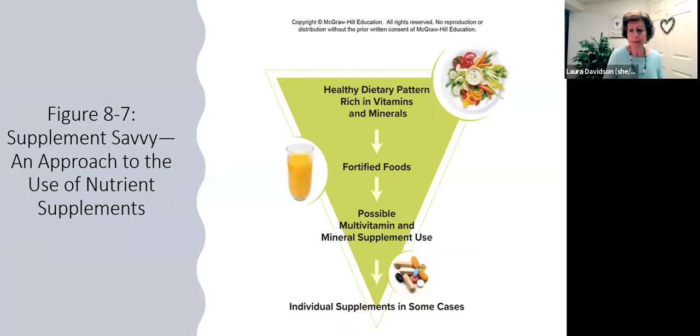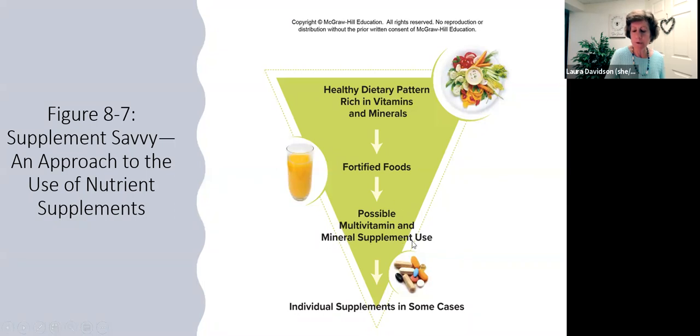I really like this graphic. I think this is very, very good. So we start with food. And we start with a plant-based diet, more unprocessed and lightly processed foods than ultra-processed. We can use some fortified foods when necessary, for instance, orange juice fortified with calcium, perhaps. And then if we just can't meet needs, we can consider a multivitamin and mineral supplement.